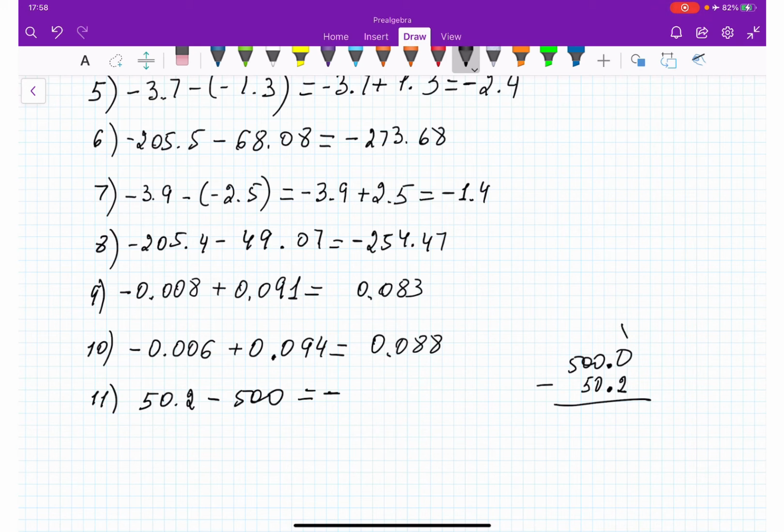So 10 minus 2 is 8, right? We borrowed from here, will be 4. Here we'll have 9s left. So this is going to be 9. 9 minus 5 is 4, and here is 4. 449.8. Negative 449.8.